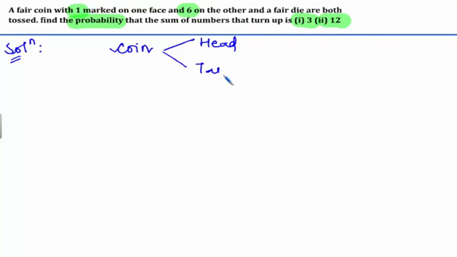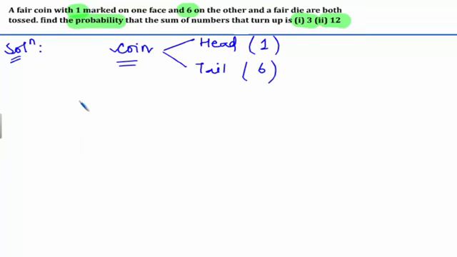This question says that a fair coin with 1 marked on one face and 6 marked on the other and a fair die are both tossed. Find the probability that the sum of the numbers that turn up is 3 or 12. Let's begin with the solution. Now we know that when a coin is tossed, there are 2 possible outcomes, a head and a tail. Suppose on the head side, 1 is marked and on the tail side, 6 is marked. So with this fair coin, a die is also tossed.